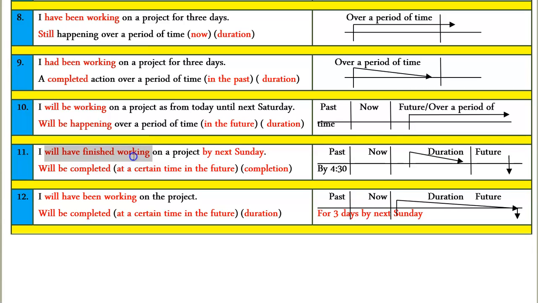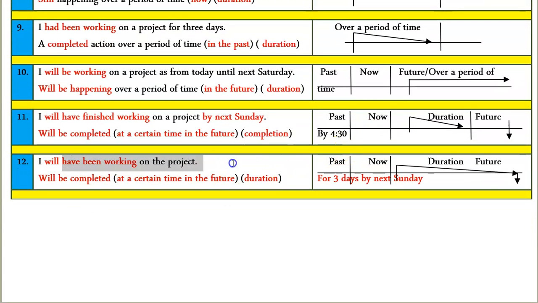I will have finished working again. We said 7 to 10. Let's say that someone is going to call you. Okay, you tell him, okay, you could call me at 10:30 because I will have finished working on the project by that time, completion. Finally, we have been working on the project again.